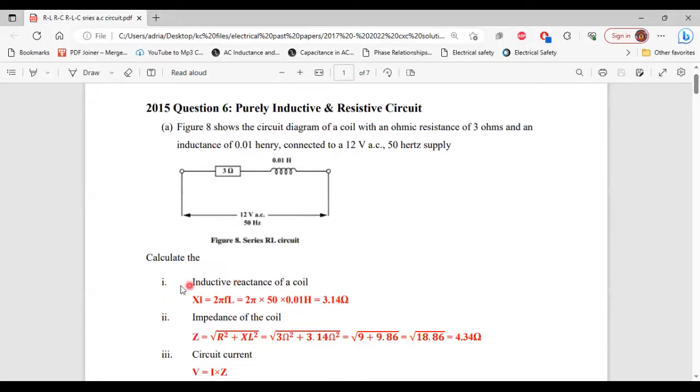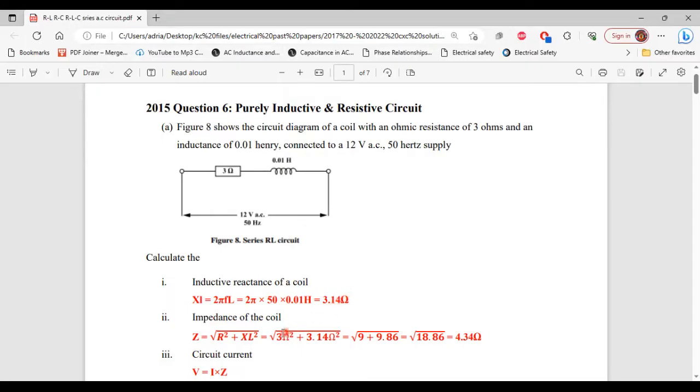It says calculate, part 1 of A, the inductive reactance of the coil. So inductive reactance XL is equal to 2 pi FL, that is 2 pi times 50 Hertz times 0.01 Henry. That will give us 3.14 ohm.